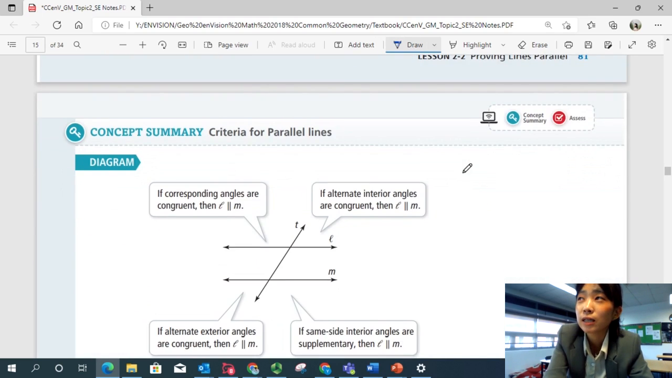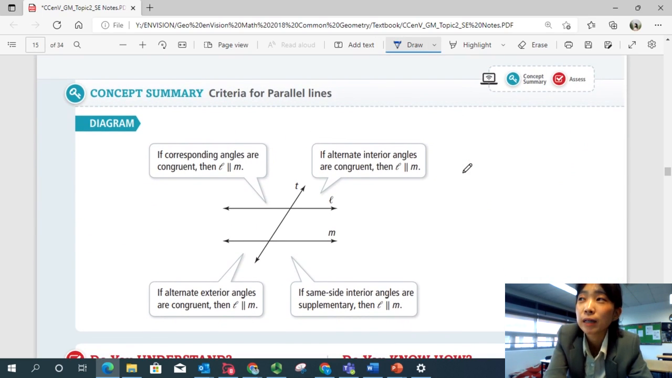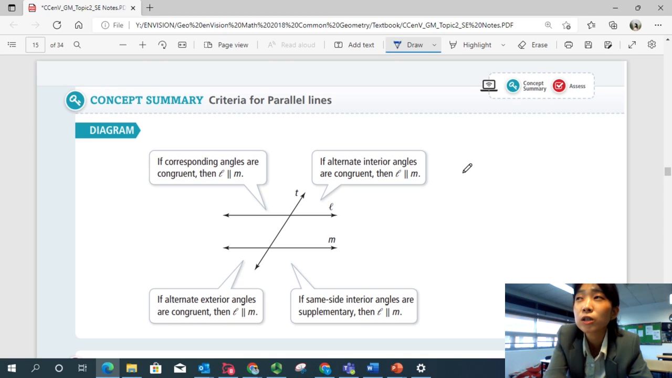All right, let's summarize our lesson. There are criteria for parallel lines. If corresponding angles are congruent, then they're parallel. If alternate interior angles are congruent, then they're parallel. If alternate exterior angles are congruent, then they're parallel. If same side interior angles are supplementary, then they're parallel. So these ones all come from the original theorems for parallel lines, right? But they're converses. So if it satisfies all of these angles, then your lines are parallel, okay?